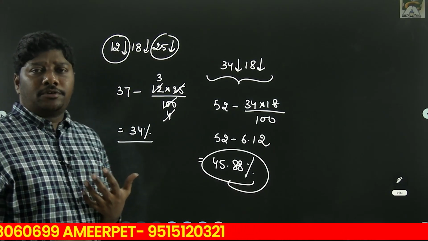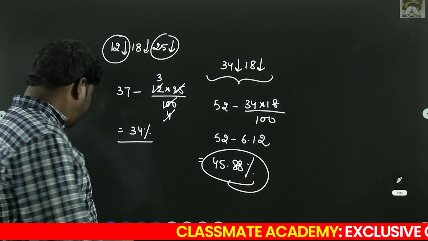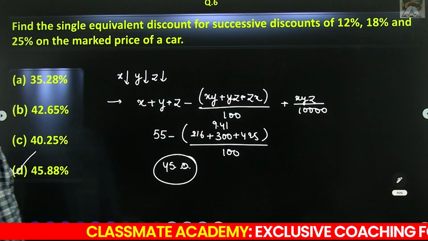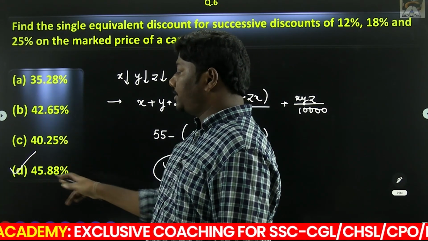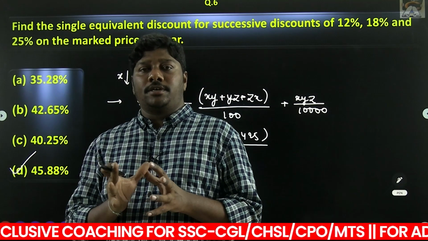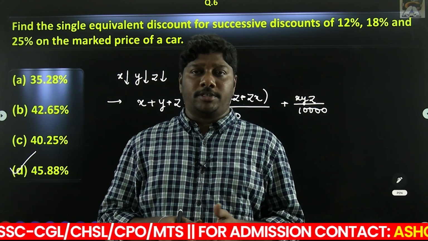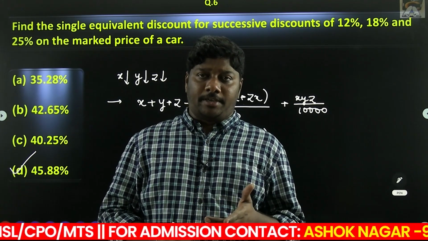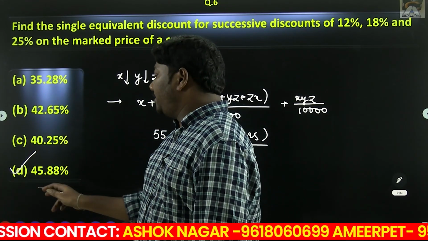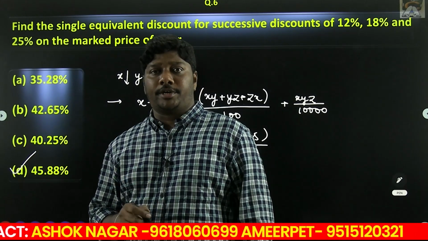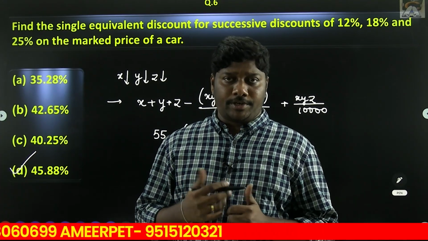So you don't need to find out exactly. You don't try to be exact in the exam. When answers are this far apart, if you look here, it is 35.28, it is 42.65, it is 40.25, it is 45.88. So there is a sufficient difference in the options. When there is sufficient difference in the options, go for the approximation. Don't go for the exact answers. That is a waste of time, because nobody is going to check your calculation whether you are doing it exactly or not. All they are going to check is whether you are able to answer it in the given time. That is very important. So when you have certain distance in the options, always go for the approximation. That's the best way to do it.